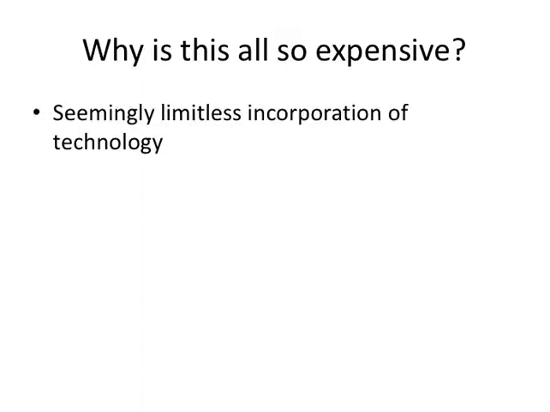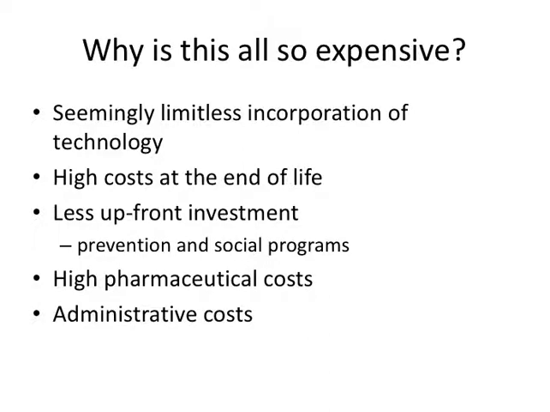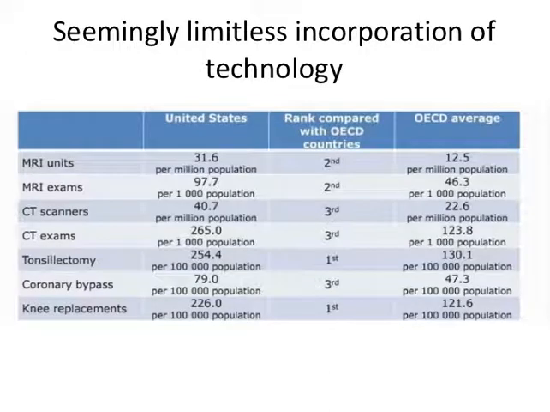We have a comparatively more liberal use of technology in our country. We have high costs at the end of life. We have less emphasis on preventative health care and, additionally, higher pharmaceutical costs. One last major issue is significant administrative costs. I'm now going to tell you a bit more detail about each of these factors.